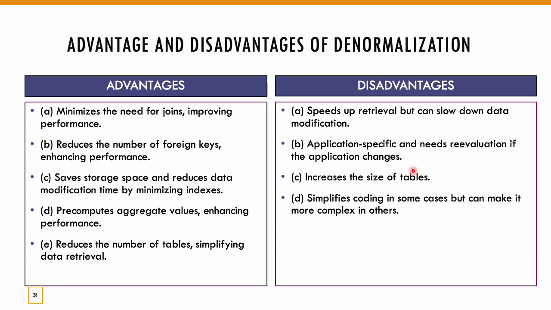And it increases the size of tables, of course. By duplicating the data to avoid joins, denormalization increases the overall size of tables. This can lead to larger storage requirements and a potentially slower performance when dealing with a massive database or data sets. Sorry.